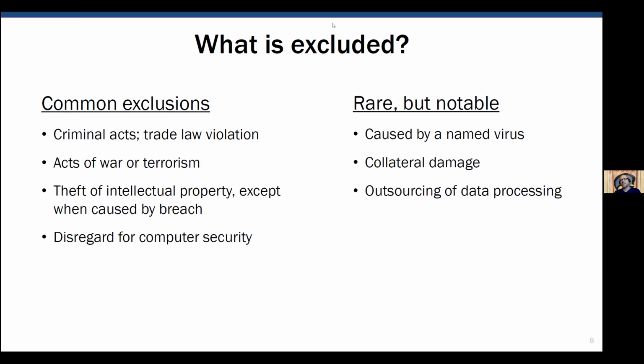So criminal acts are commonly excluded. And these are typically copied and pasted across different insurance lines, so there's nothing exceptional here. But the idea is that if the losses to the company were the result of some kind of criminal act by agents of that company, then these losses won't be covered. Which is fair.